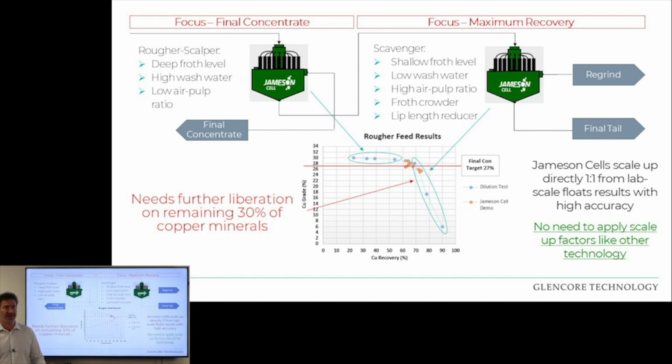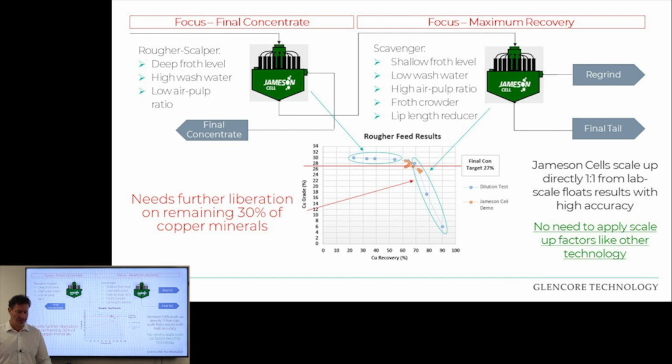What remains is the middlings, the slower floating minerals in the tails of the rougher scalper unit. Those minerals are recovered in the next stage, which we call the scavenger stage, where we try to maximize recovery. The way we do that is we use shallow froth levels, low wash water ratios or no wash water at all, and high air to pulp ratios. So we focus on the right part of the grade recovery curve, the middlings, the lower liberated minerals.